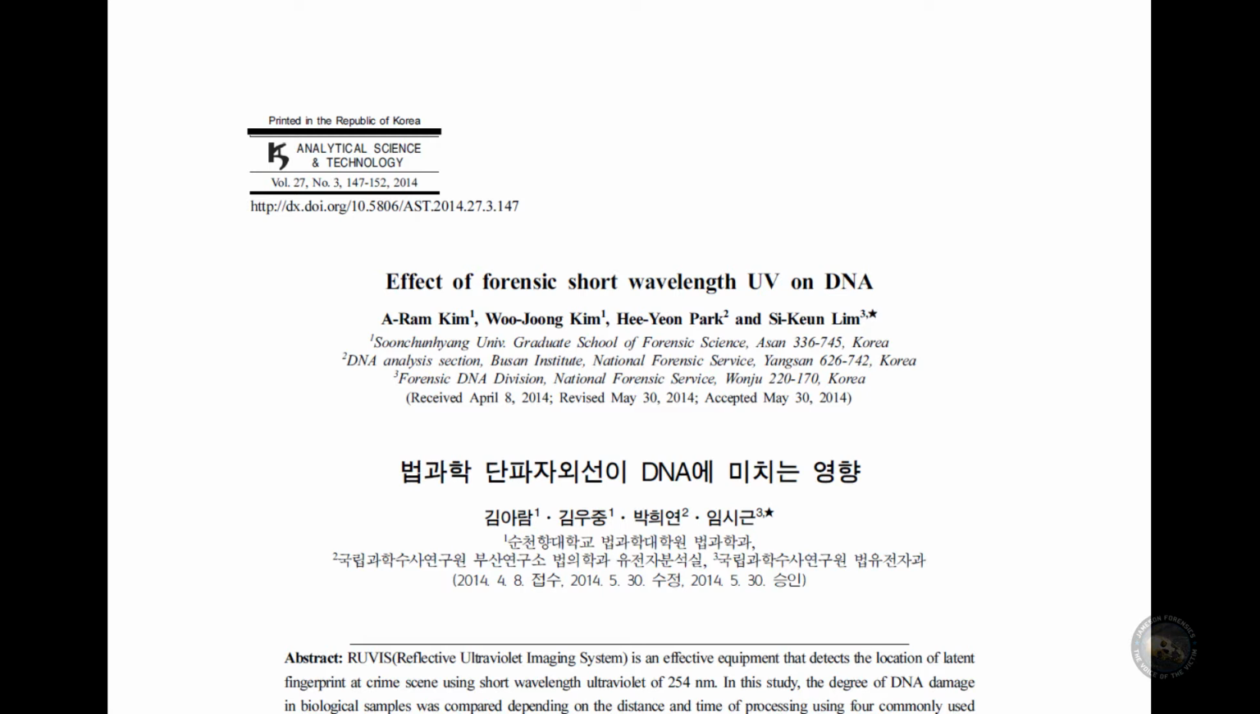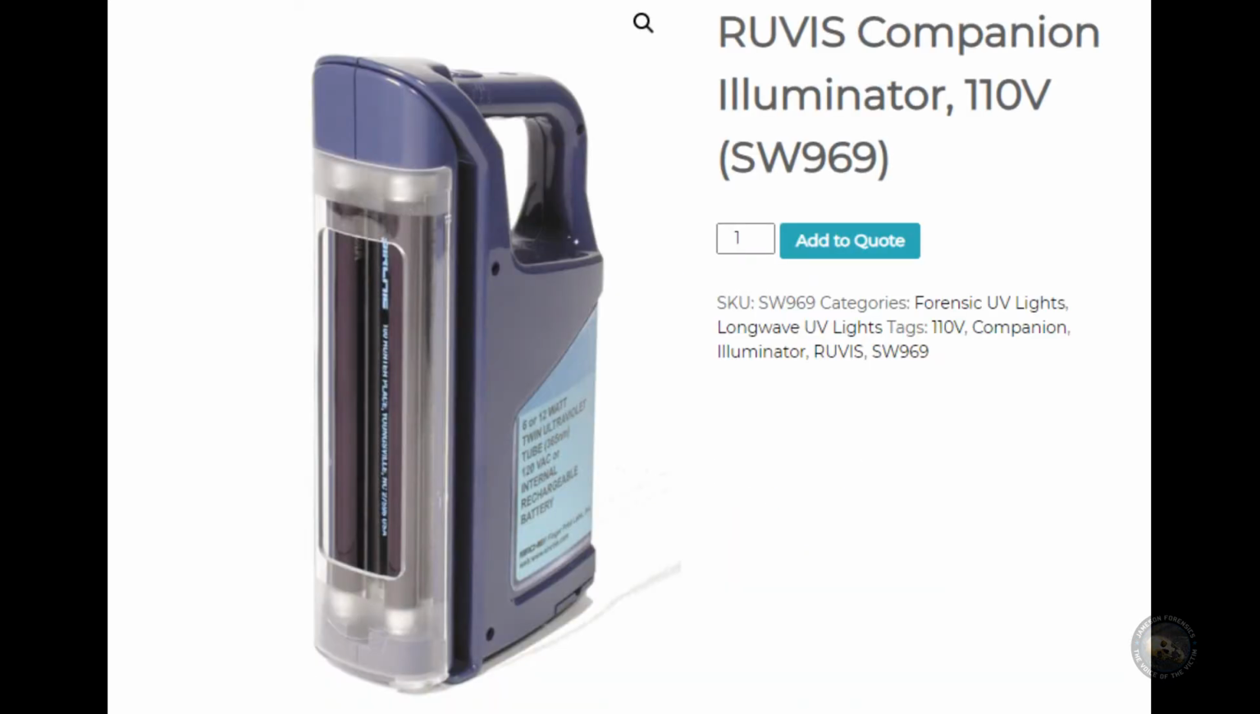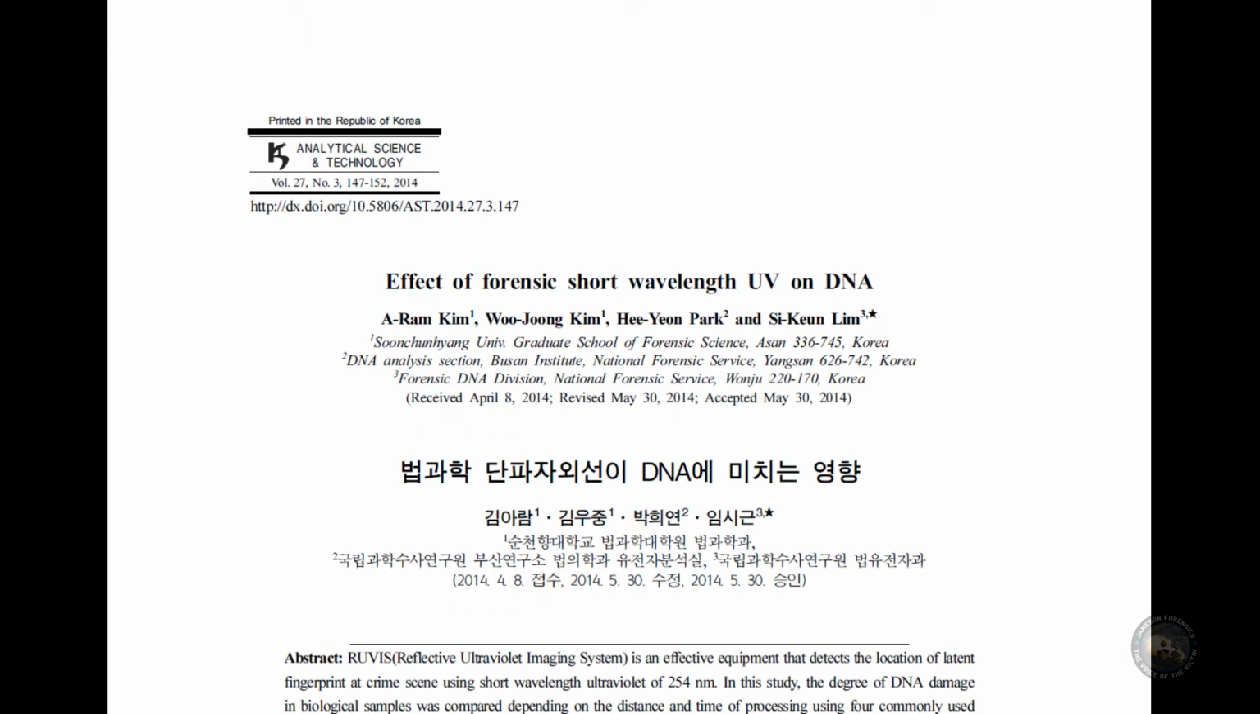They did a really important research study. They looked at the effect of forensic short-wavelength UV on DNA. Inside their research, they used the most commonly used Rubis, and that is the lamp seen here. And that's the 254 nanometer level. In this study, the degree of DNA damage in biological samples was compared depending on the distance and time of processing using the commonly used Rubis systems that are out there.